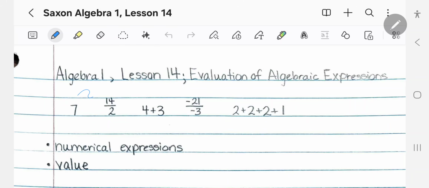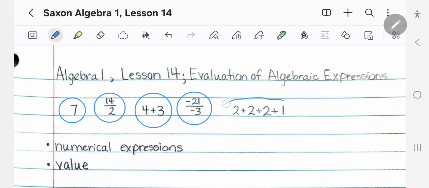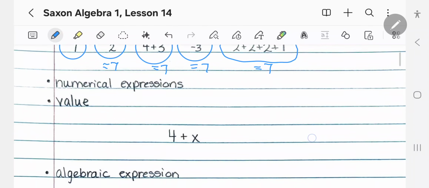All of these examples, 7, 14 divided by 2, 4 plus 3, negative 21 divided by negative 3, and 2 plus 2 plus 2 plus 1, are all expressions. They are numerical expressions because they're made up of just numbers and operation symbols. They all have a value of 7 because if you simplify each of these, they're equal to 7. So those are the first two terms in this lesson, numerical expressions and value. It's just basically what it is worth or what it would be if you simplified it.